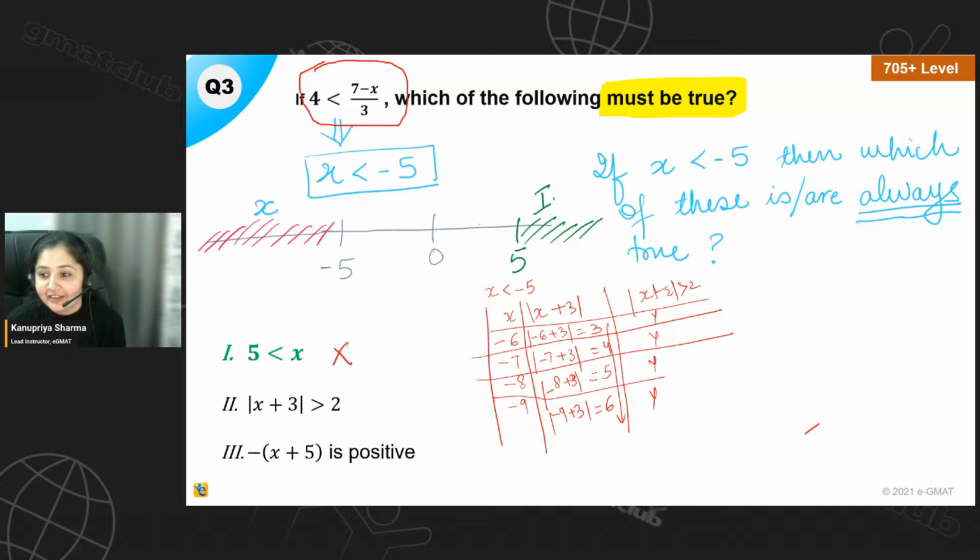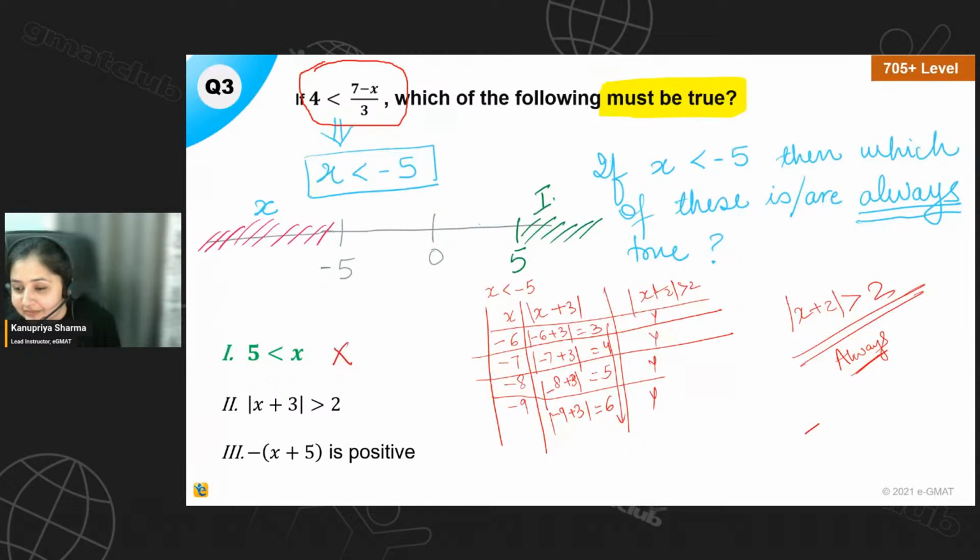Yes, Prashant. So all of you who selected choice B, those of you who rejected the second statement, do you agree that mod of x plus 3 will always be greater than 2? So where did you falter? Tell me, because it's okay to make mistakes. However, you have to understand where you made that mistake and why you made that mistake. And I think all of you already understand that statement 3 is always correct. So the correct answer is choice D.